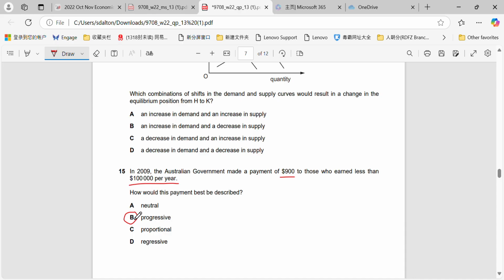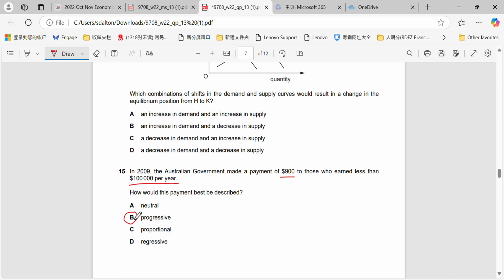Okay, that would be a progressive payment, because if you think about it, they're providing $900. Now, the $900 to somebody who's earning $10,000 a year represents a much higher payment as a percentage than a payment of $900 to somebody who's earning $90,000 a year. So therefore the low income earners are the ones who are benefiting, and the high income earners are still benefiting, but benefiting less in terms of a percentage of their income. And that is what will make it a progressive payment. Low income earners are the ones who benefit, high income earners will benefit less.